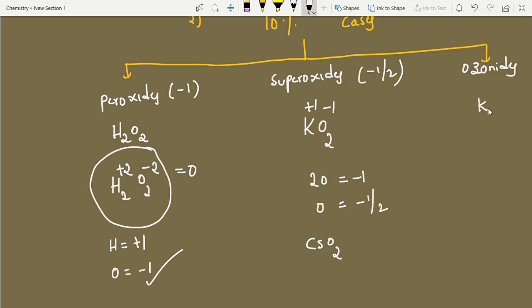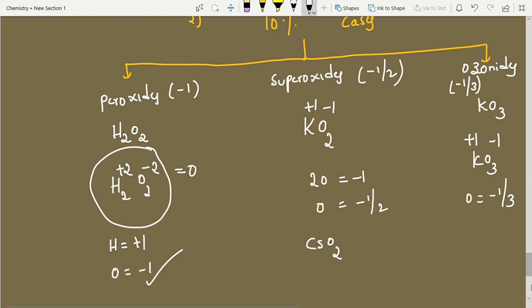Ozonide, here also -1/3. Okay, KO3. So in the KO3 case, potassium is +1, the O3 part is -1, and each oxygen is -1/3. Clear? That's it. Next, another important point I am writing here.